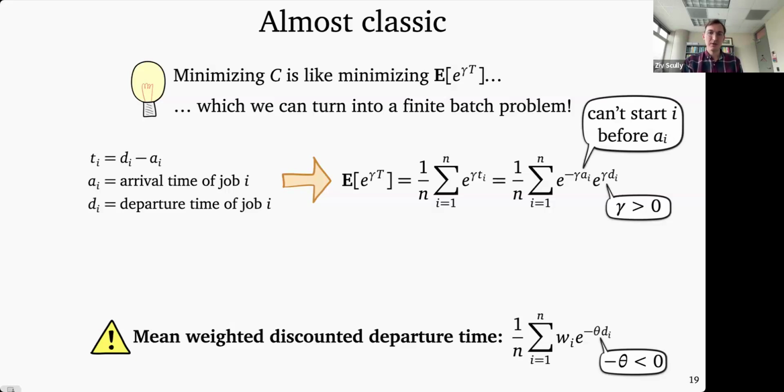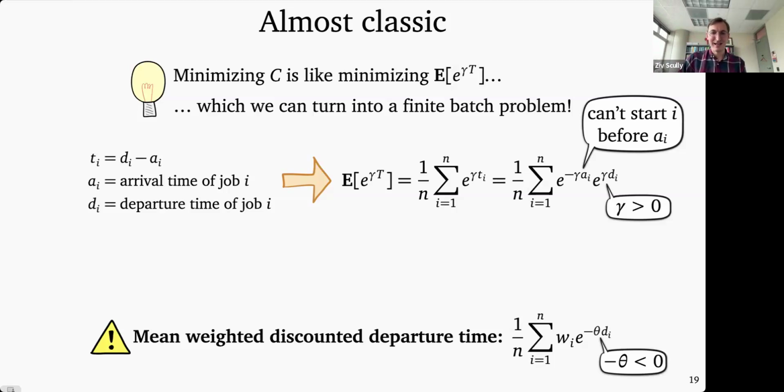And so what we do is we basically don't worry about either of these problems. In the case of can't start i before a_i, we consider the relaxation where we can start a job from the future. We call this cheating.